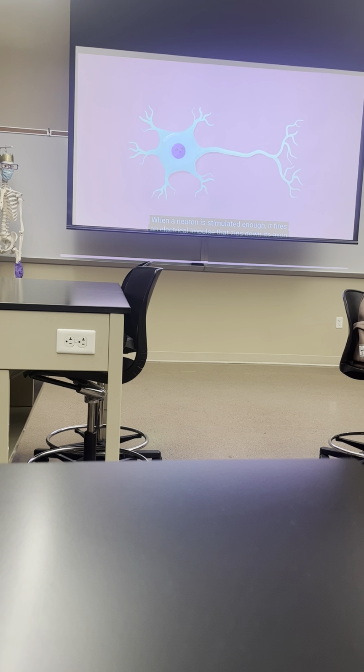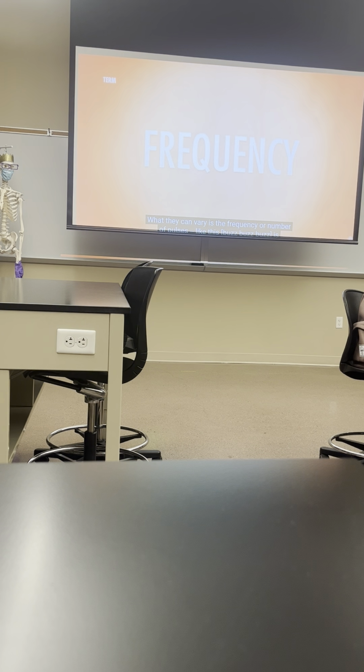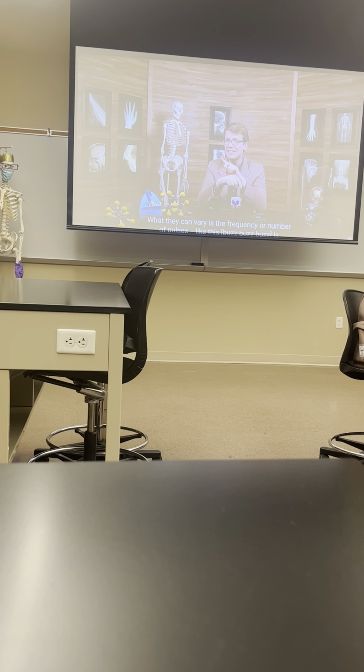When a neuron is stimulated enough, it generates an electrical impulse that zips down its axon to its neighbor neurons. So they've only got one signal that they can send, and it only transmits at one uniform strength and speed. What they can vary is the frequency or number of pulses. Like this is distinct from this.